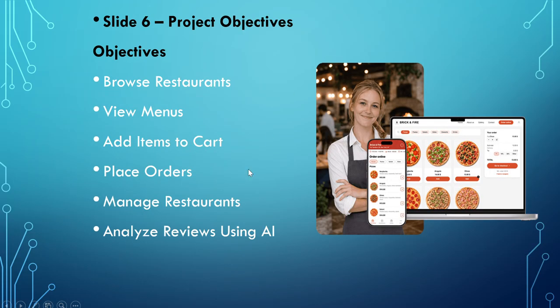Now let's see what are the objectives for this project. The project provides all the basic functionalities of a food delivery application. Users can browse the restaurants, view menus, add food items to the cart, and place orders. Now, administrators can manage the restaurants and menus. Additionally, the AI features analyze the customer reviews and provide sentiment analysis along with summarized feedback.